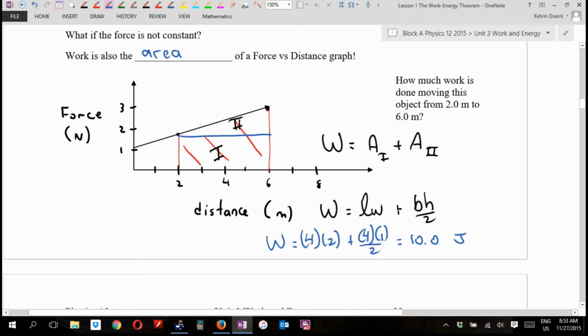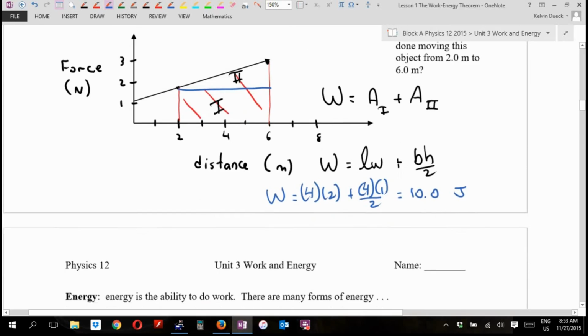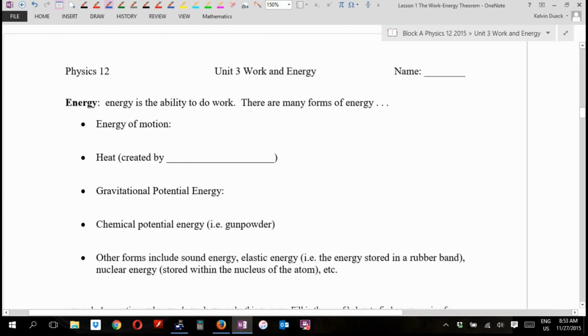We're going to use this idea that the amount of work is the area under a graph. We're going to use that an awful lot this year because that's going to allow you to make up some much more interesting questions. Let's talk about energy.